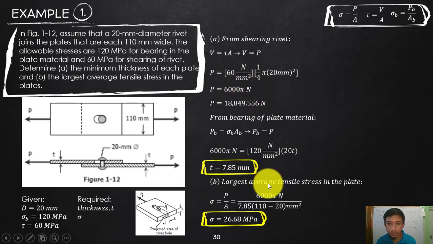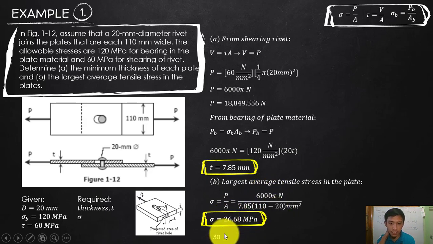6,000 pi Newton. So that is what we will be using for the normal stress. And the area of that is the rectangle. However, instead of multiplying the total width, we will subtract there, which is 110, the diameter of the rivet, 20, times the thickness, which we solved on the top as 7.85. So calculating this one will be 26.68 megapascal.